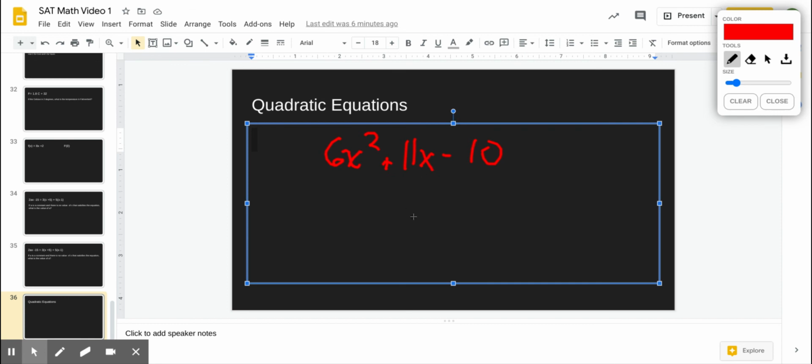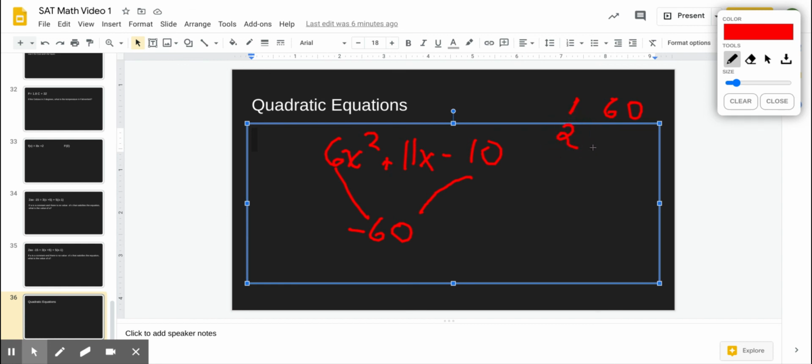So here's the rule of doing it. You're going to take the a term and the c term and multiply them together. You'll get negative 60. And then you're going to take all the factors of negative 60. Now, don't worry about the signs right now. Just put all the factors, 1 and 60. And what you're trying to do is find two numbers that will add to 11. So just keep going until you think you got 11.